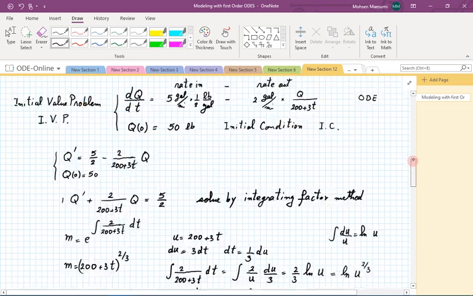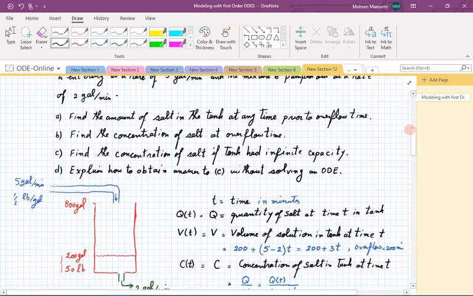What was the question part C? Find the concentration of salt if the tank had infinite capacity, meaning the walls were infinitely tall. Essentially, like this was a lake or an ocean or something. So you could just keep pouring and essentially you don't fill it up. There is no overflow time. Overflow time is very large.